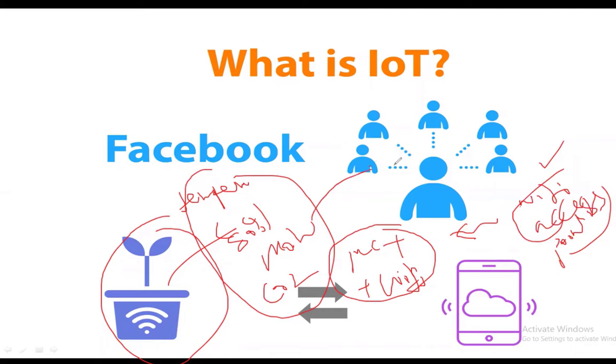Once it is connected to the network and has internet access, this plant can communicate with Facebook, because through the internet we can access Facebook. So the plant can directly post on Facebook, interact, and send messages. All these things are possible if you connect the plant to the internet. This is one example.